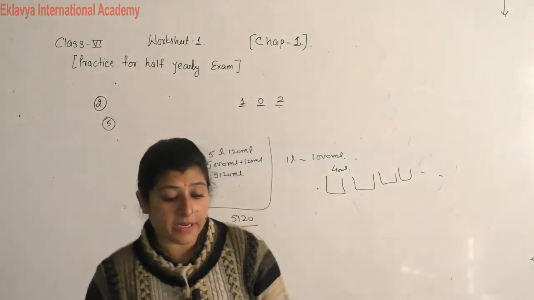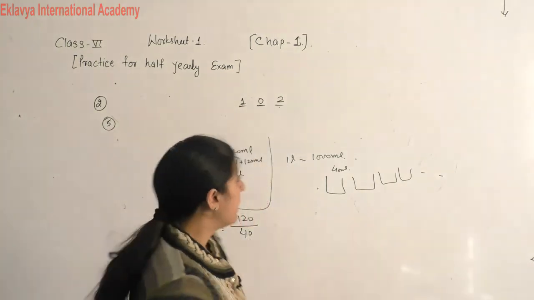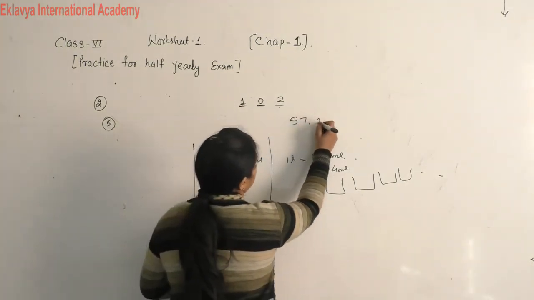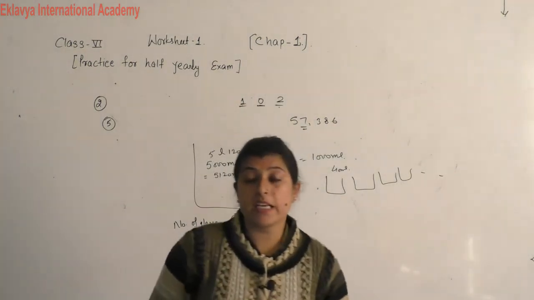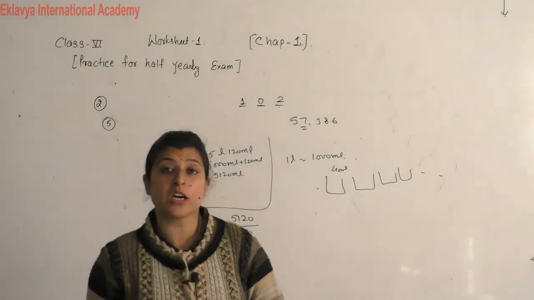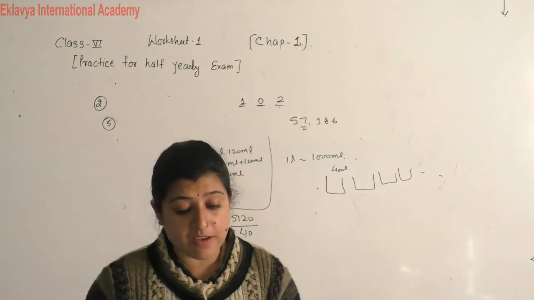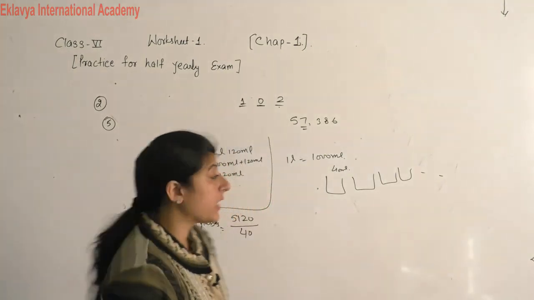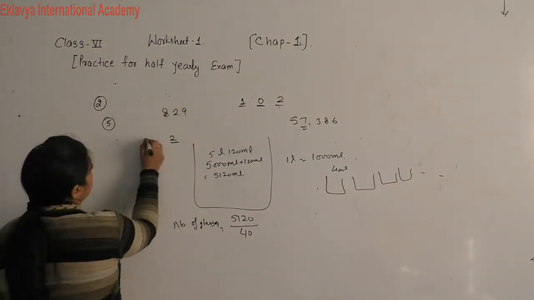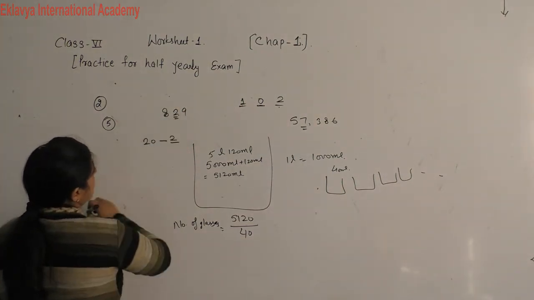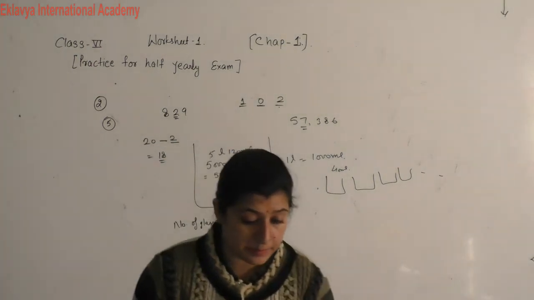Question number 18, the place value of 7 in 57,386. We can find 7 is at the place of thousands. It becomes, the place value of 7 is 7 into 1000, which is equal to 7000. What is the difference of the place value and face value of 2 in 829? Face value is the same digit, 2. Place value is 20 because it is at the tens place. Then the difference of this becomes 18.